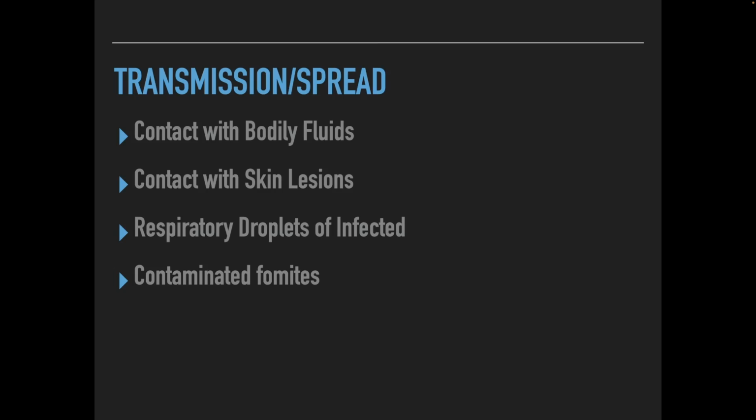And number four is contaminated fomites. Fomites are an inanimate object, basically like a desk or a table or a chair. And then those particles are on that particular structure. And if I touch those particles, I could potentially get this infection. So there are quite a few routes that it can spread to you.